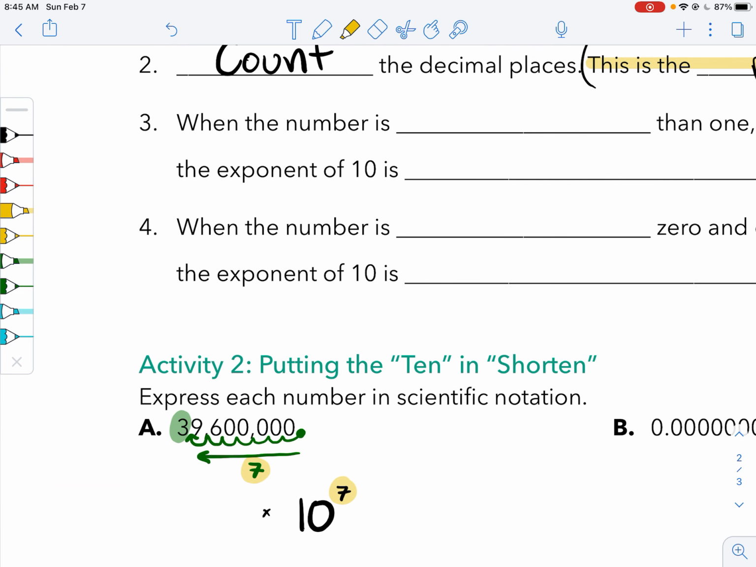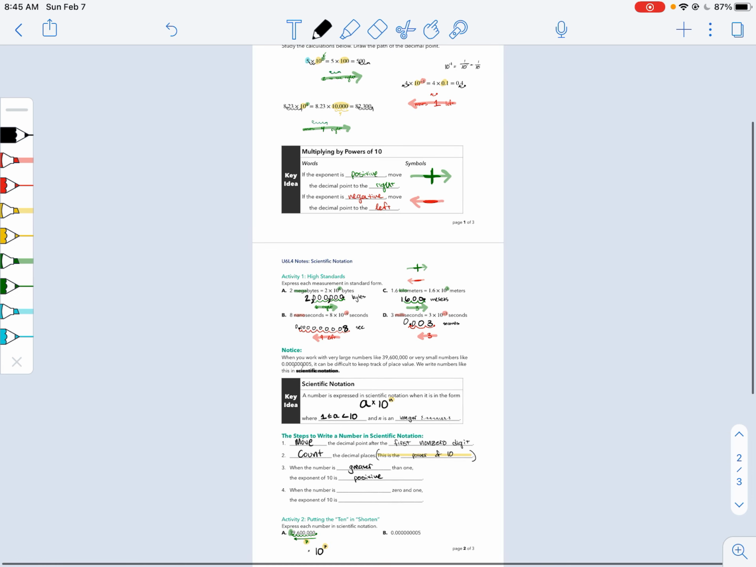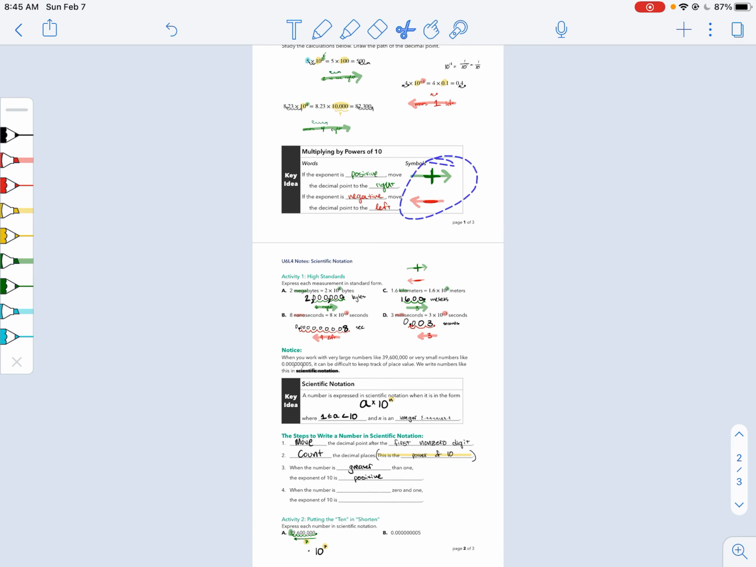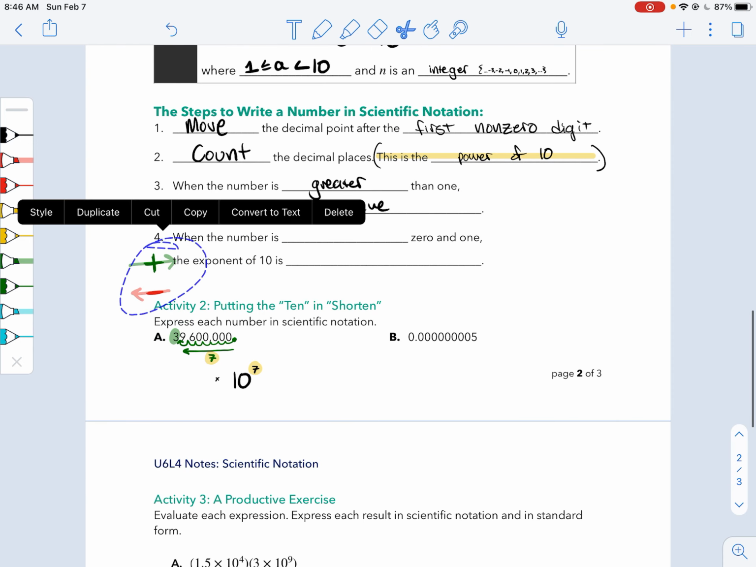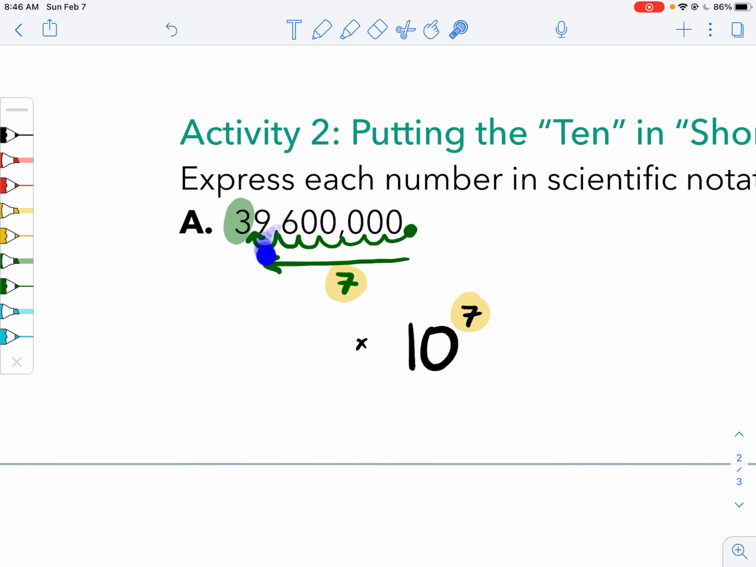Now, when the number is greater than 1, the exponent is going to be positive. That means if your starting number is greater than 1, your exponent is going to be positive. But we know this already because we have our fun shortcut, right? We moved our decimal point. I guess I kind of did this backwards, huh? This is to go the other way, so never mind. Or should I have explained this the other way? Oh, well, we're going to go with it.